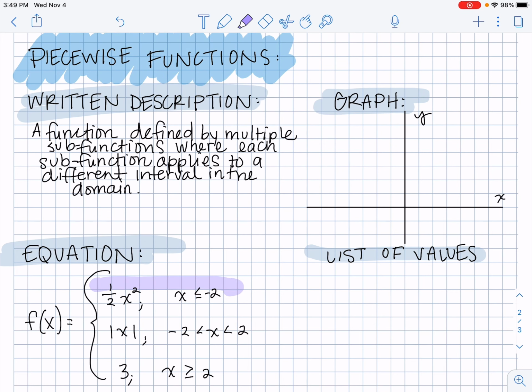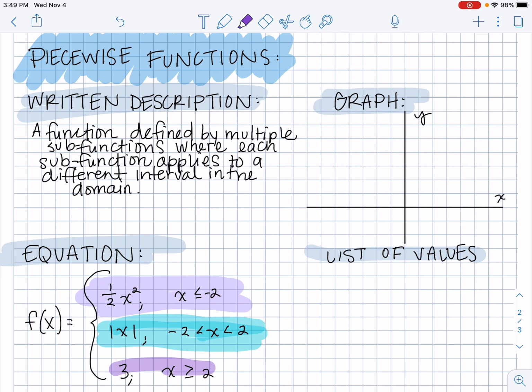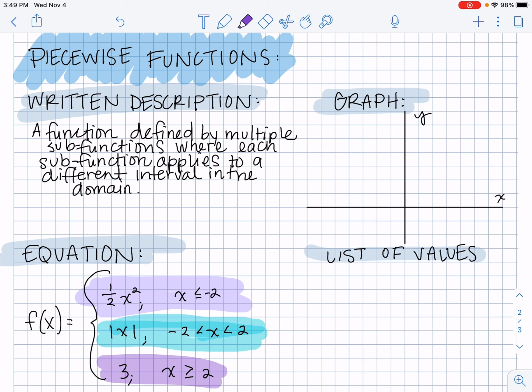So we're looking at 1/2, our function is 1/2 of x squared if x is less than or equal to -2. We have the absolute value of x if x is between -2 and 2, non-inclusive. And we have 3, f of x is 3, or y is equal to 3, if x is greater than or equal to 2. So we can go ahead and do any part that we like first.